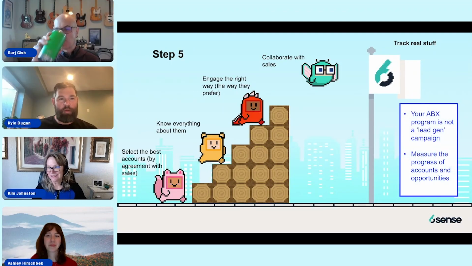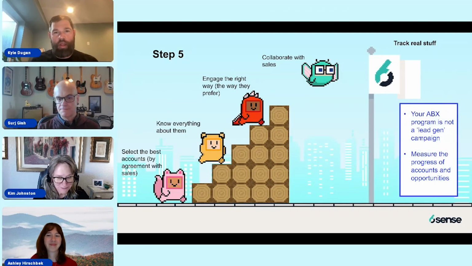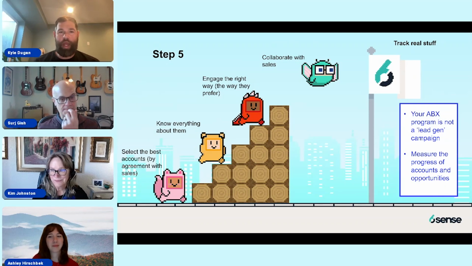All right, so we'll hop into step 5 here, and that is going to be tracking real stuff. You've gone through every other step. It's time to show what the results are, and we're going to hear what they tracked and how they measured it.